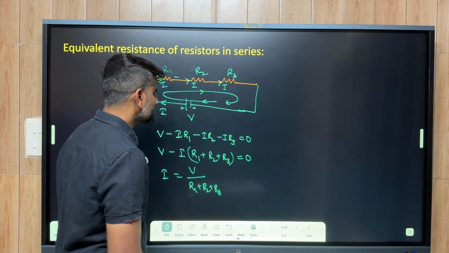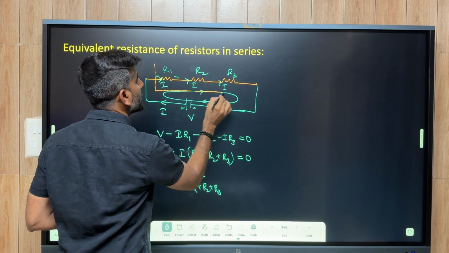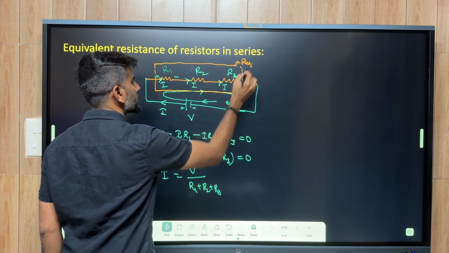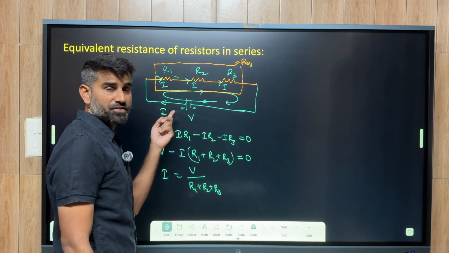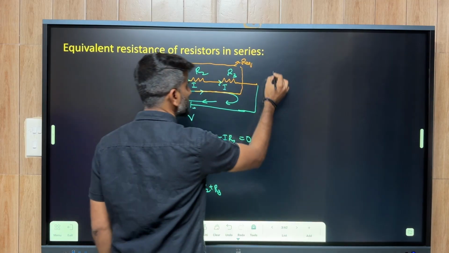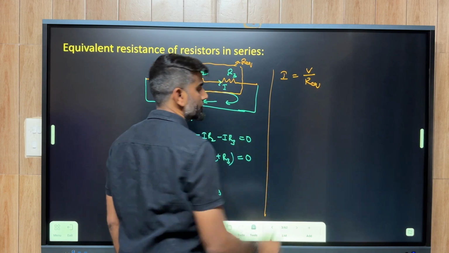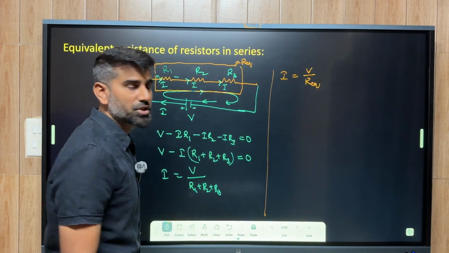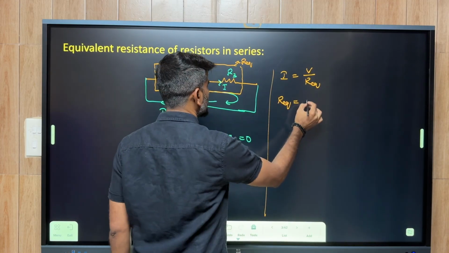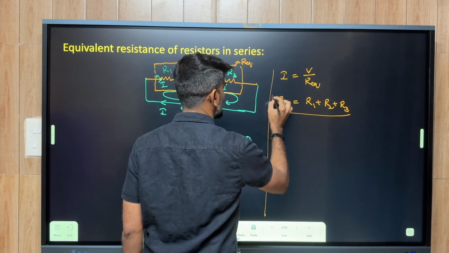Now if I replace this entire combination of resistors with an equivalent resistance R equivalent, then the current would be the same, and we have applied the same voltage source. Now the current equation would be V upon R equivalent. If I compare these two equations, I'll get R equivalent for the series combination of resistors, which is R1 plus R2 plus R3.